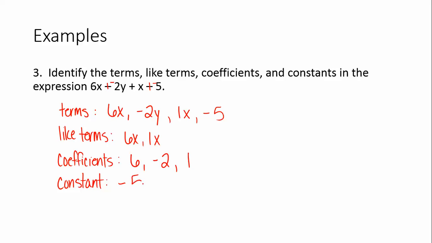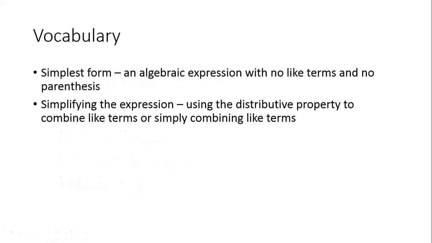So you need to be able to look at an algebraic expression and find these different items. And here's why we want to be able to do that, because we need to be able to simplify these expressions. So simplest form is an algebraic expression that has no like terms and no parentheses. And to simplify an expression means to use the distributive property to combine like terms, or simply just combine like terms, whether it's through addition or subtraction.